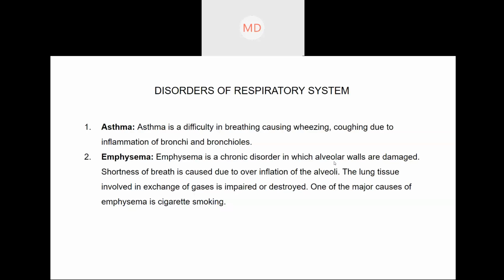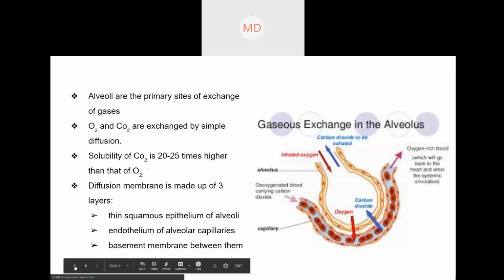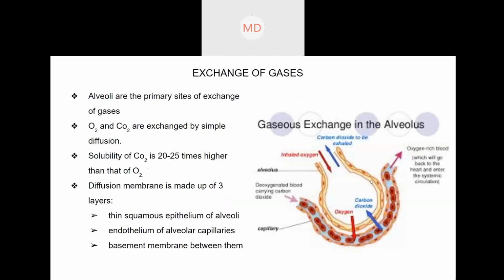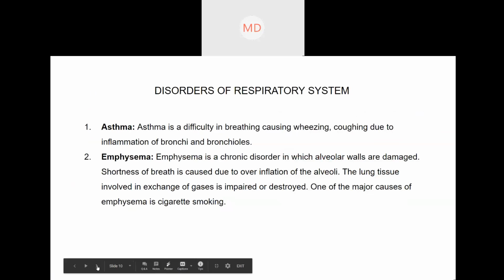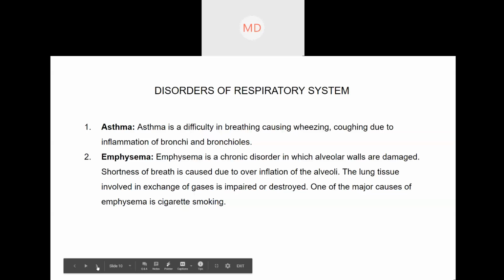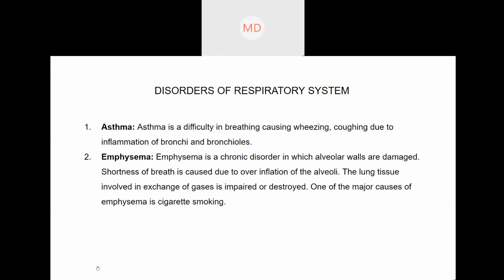And in emphysema, what happens? The alveolar walls are damaged. Difficulty in breathing is there, breath becomes short, and the lung tissue is also destroyed. The major cause of emphysema is cigarette smoking.